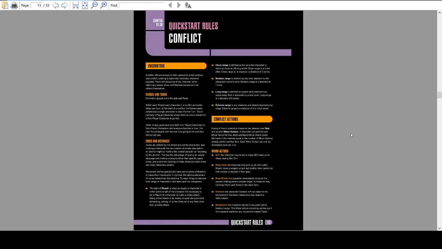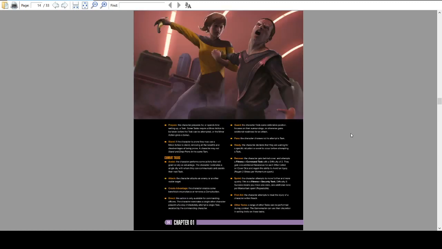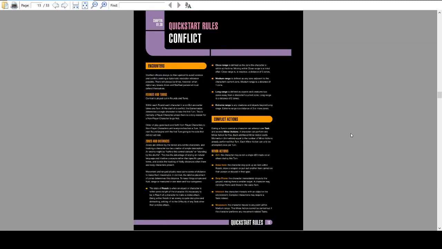and the conflict actions sections, as you can see here. That should only take up about 3 pages' worth, and it probably will not be a very long video for that reason.